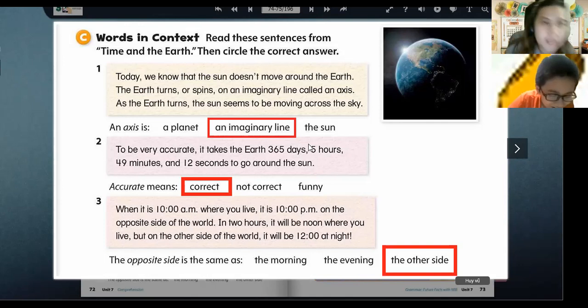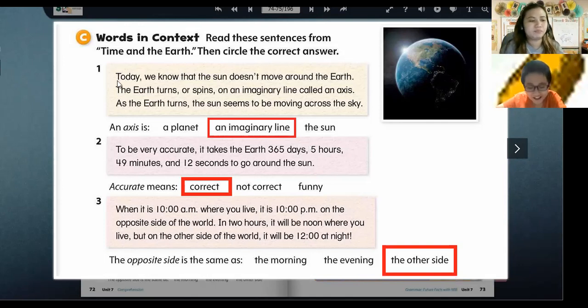Okay. Finished? Okay. I want you to please read number 1. An axis is an imaginary line. Today we know that the sun doesn't move around the earth. So we learned about that one. The earth turns or spins on an imaginary line called an axis. As the earth turns, the sun seems to be moving across the sky. So, what is an axis? An axis is an imaginary line. Again, when we say imaginary line, you cannot see that. You just imagine that one. Okay, number 2, please read the sentence.